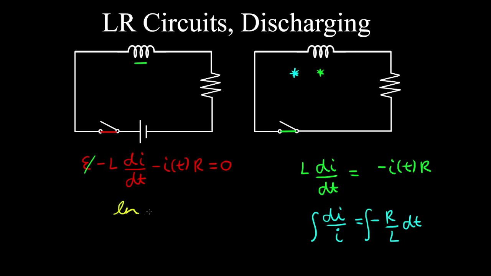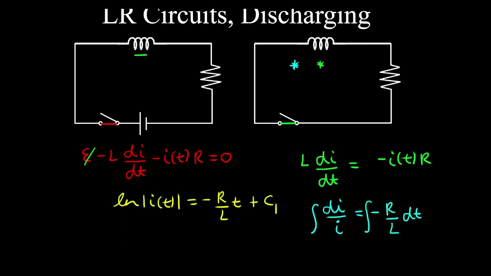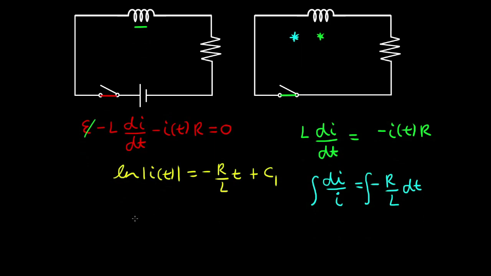That gives the natural log of the current is equal to minus R over L times t plus a constant of integration. If we take e to the power of both sides, we get the current is another constant of integration times e to the minus R over L times t. Note that when we charged up the inductor, the current reached a steady state and the inductor acts like a wire.